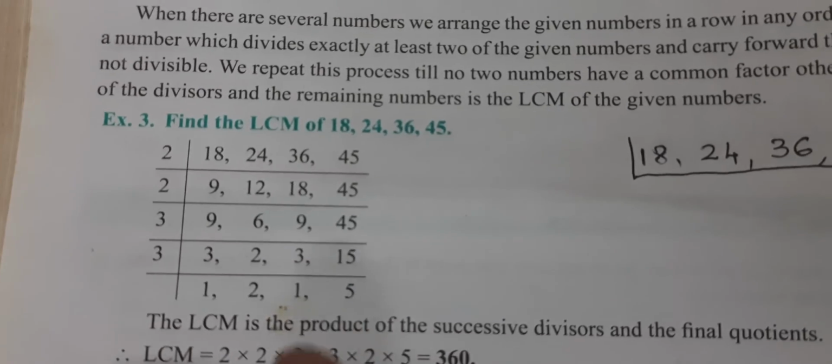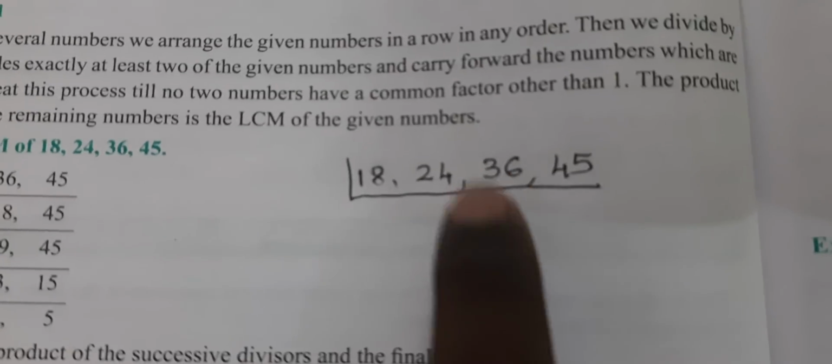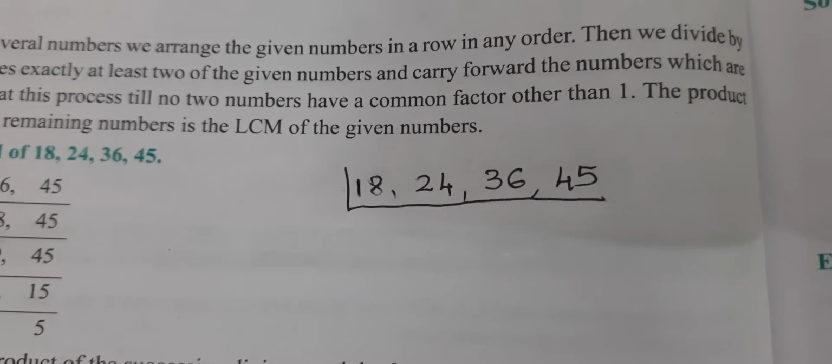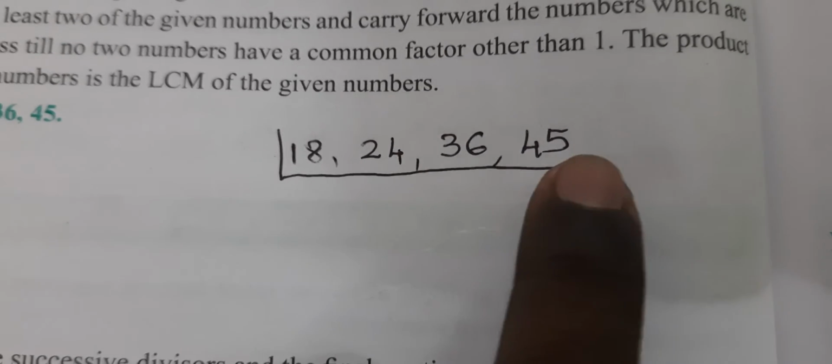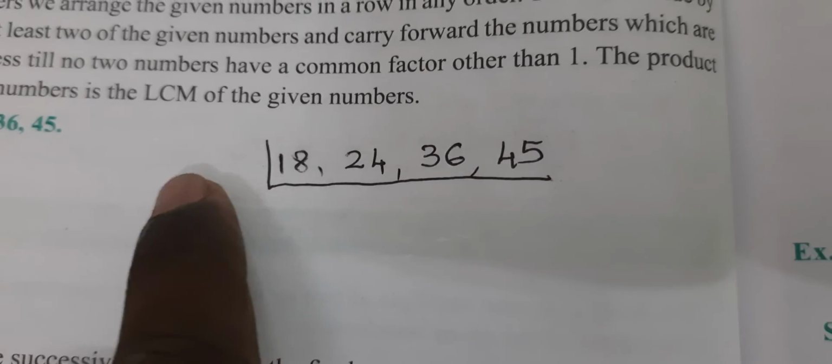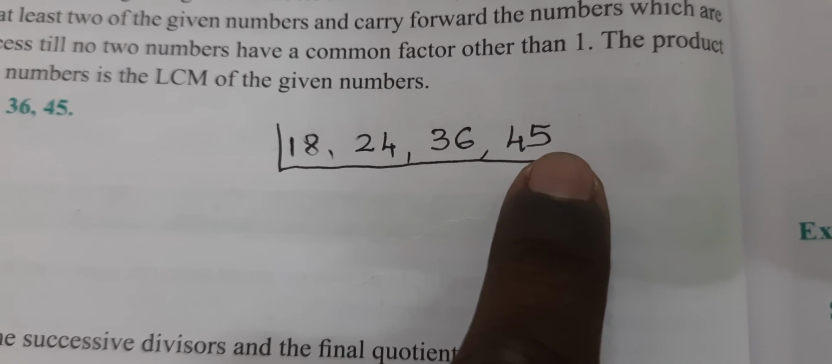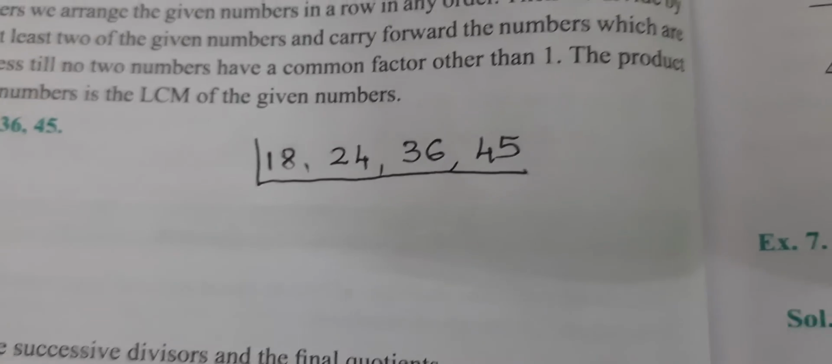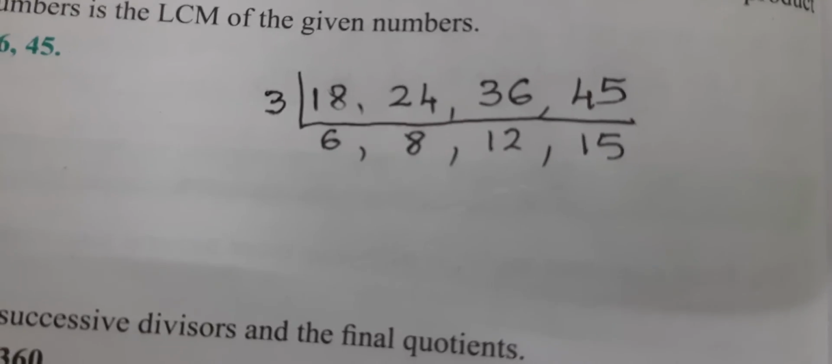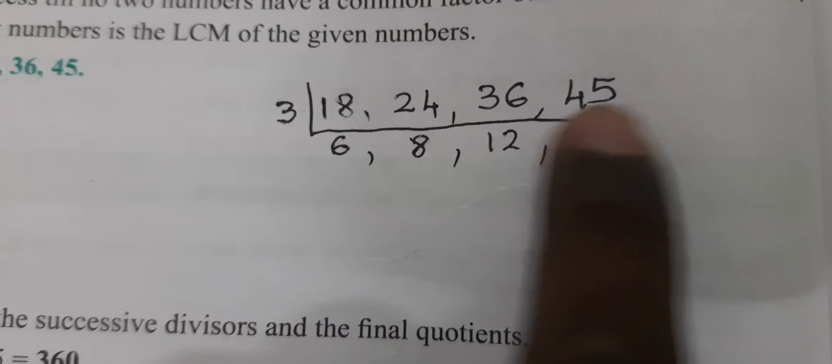But unlike LCM, where at least two numbers should go with one table, in this all the numbers should go with one table. Okay, all numbers should go with one table. So with 2 it is not possible to divide all the numbers because this is 45 which does not go with 2, but we can use 3's table and divide all these 4 numbers. Let's try. So it is seen that 3 can be used to divide all the 4 numbers.